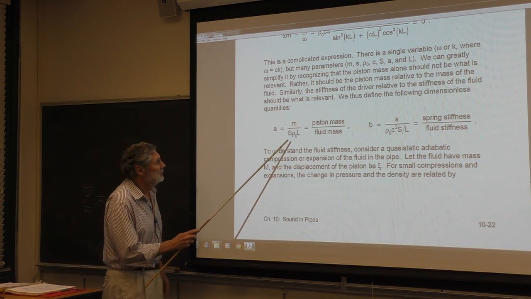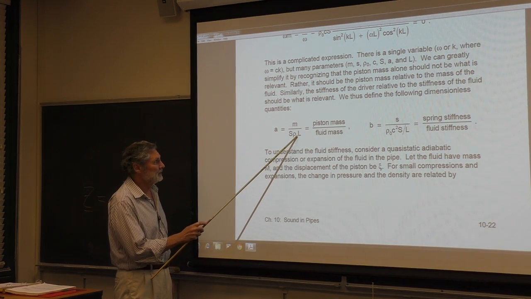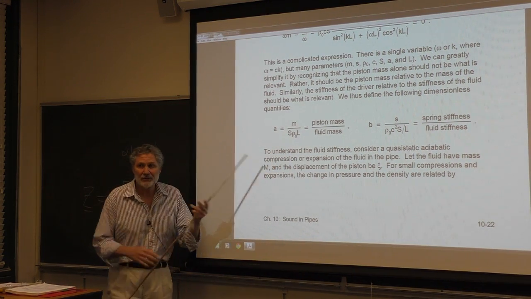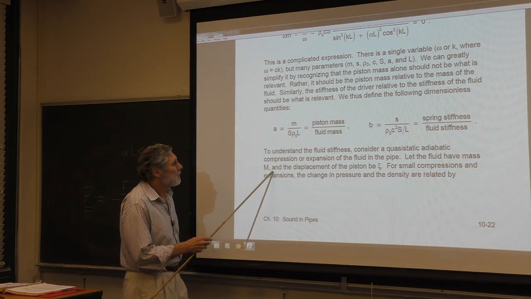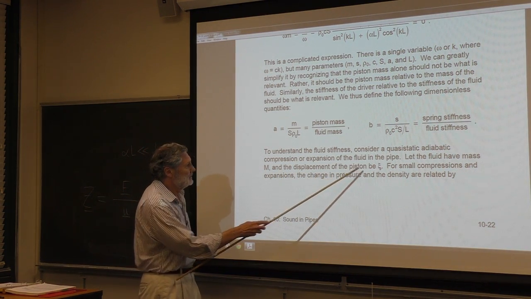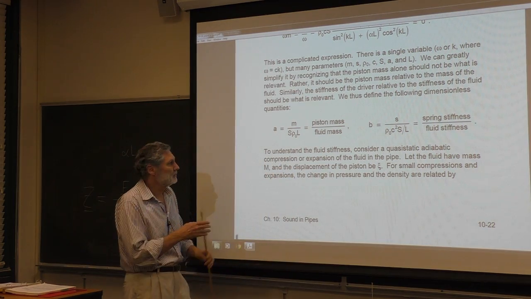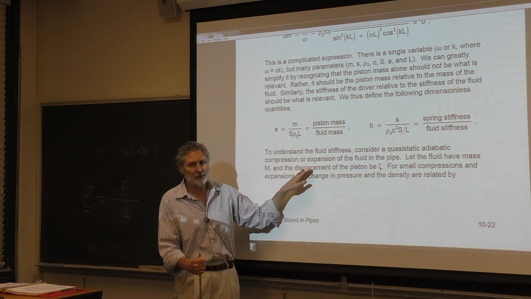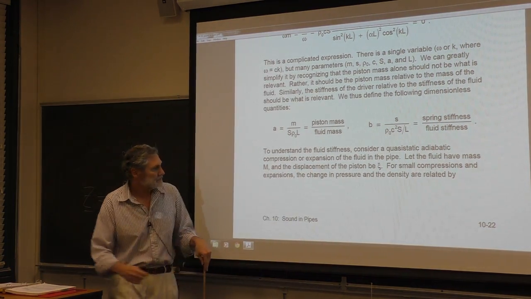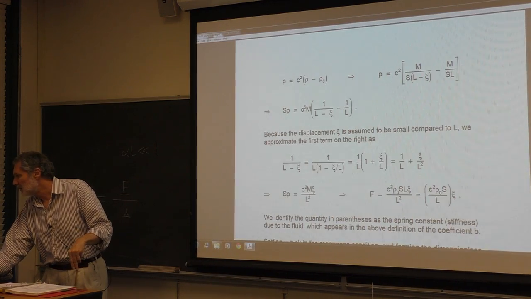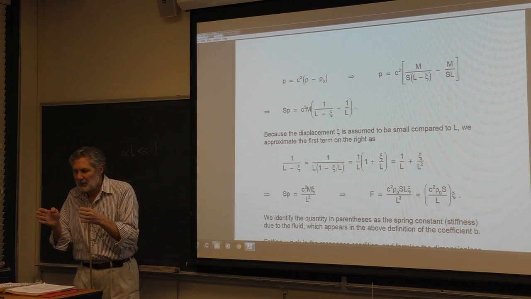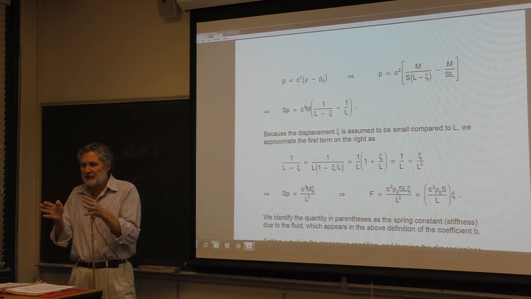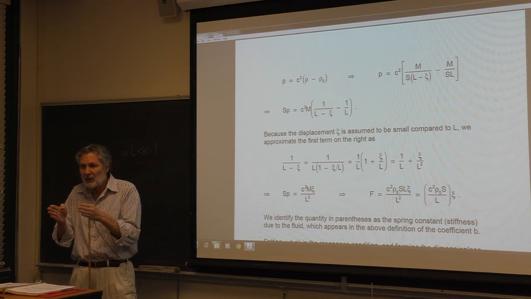So for the fluid, we can just call this capital M. That's all we need right now. That's the mass of the fluid, which is constant, right? Let's call c the displacement of the piston from equilibrium. Okay, so now we want to find the stiffness of the fluid. Inherent in there is that we want it to be quasi-static.